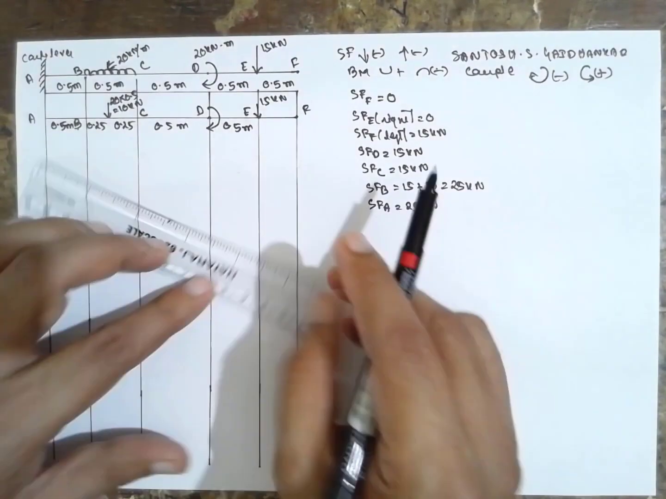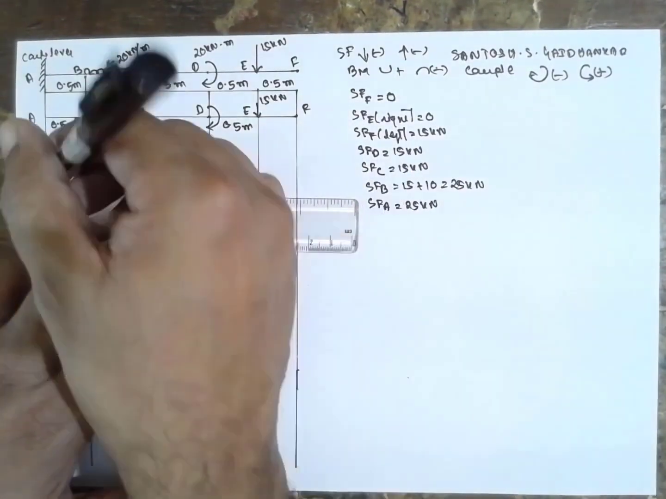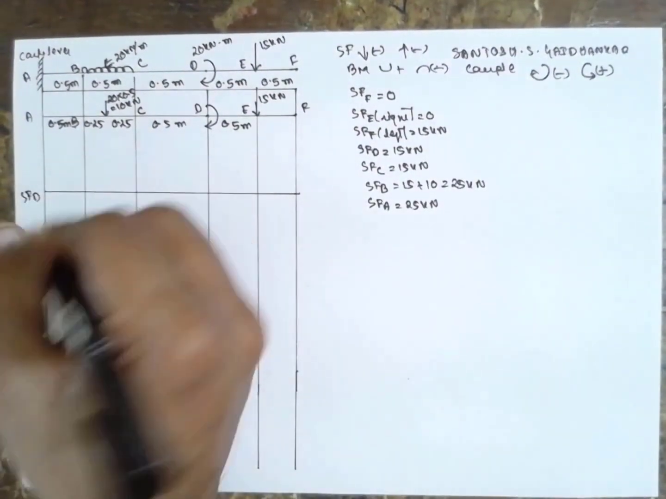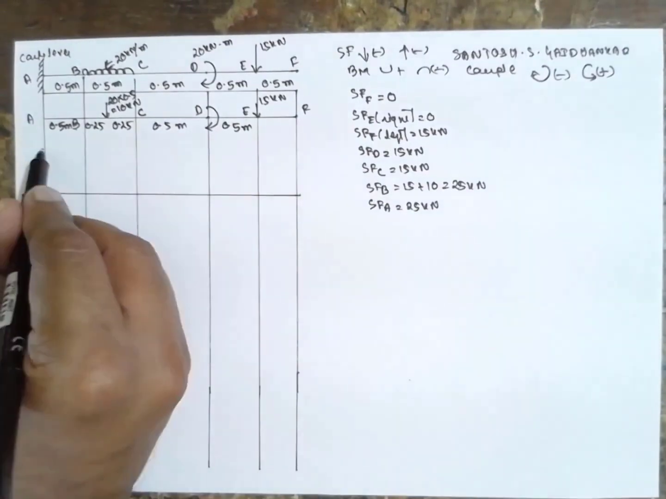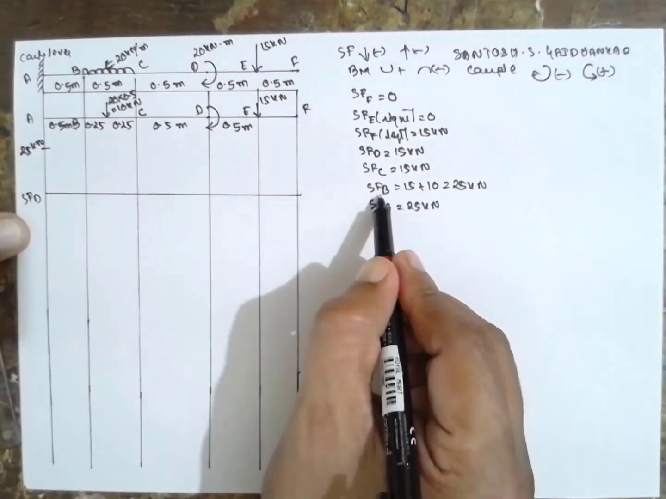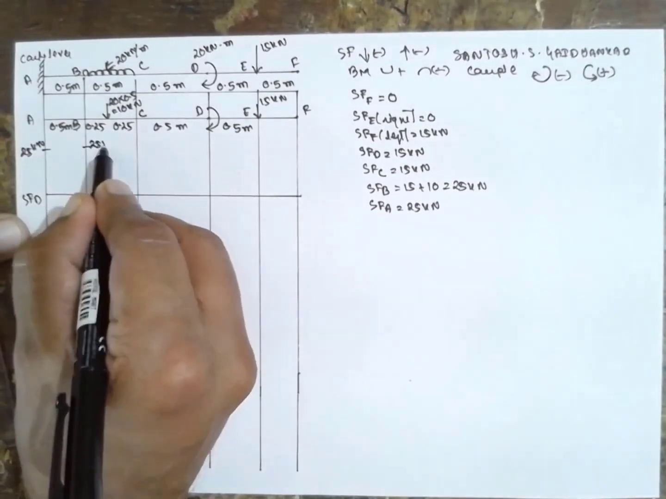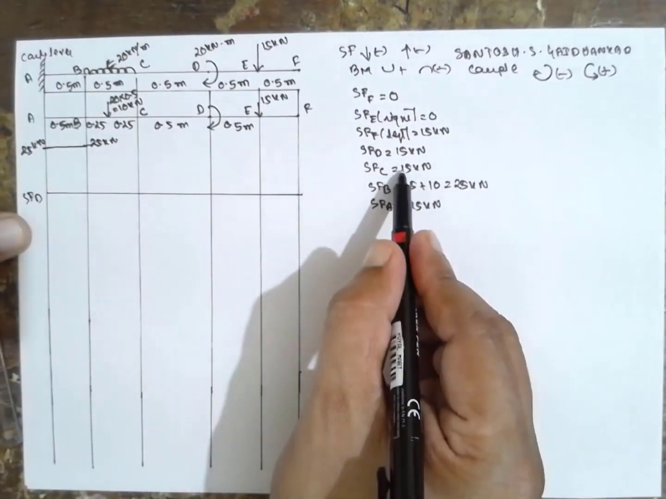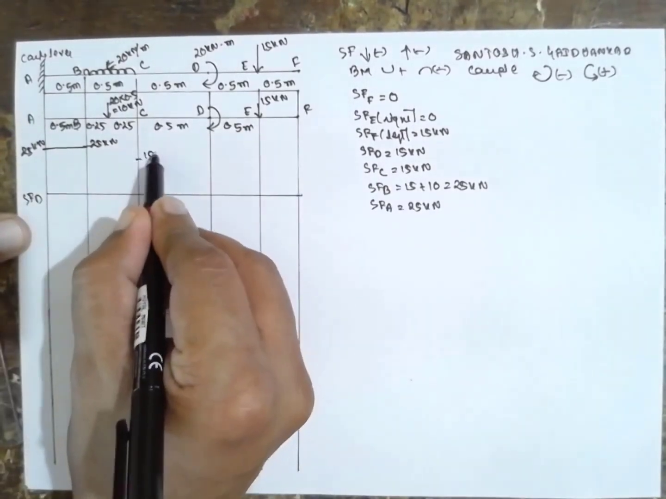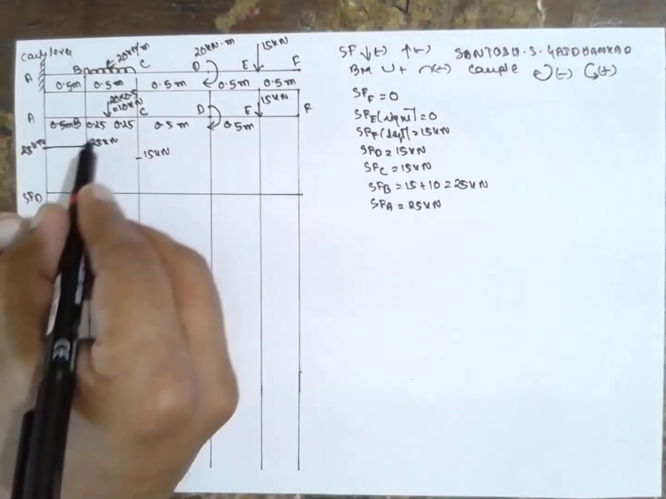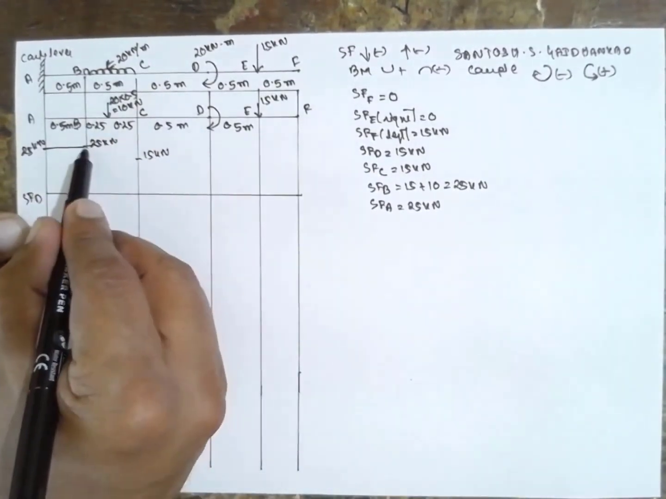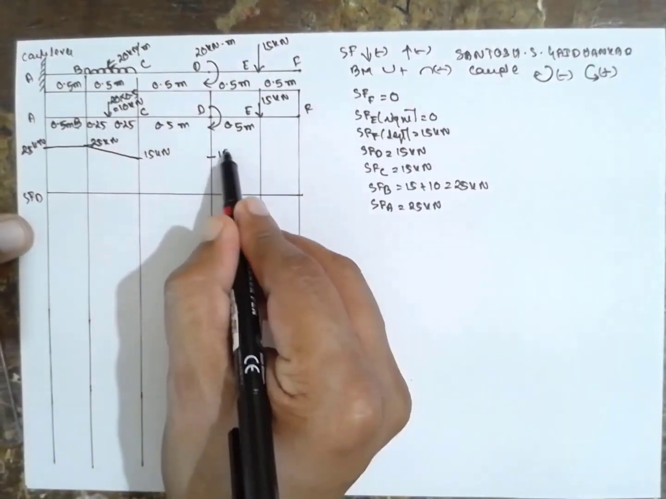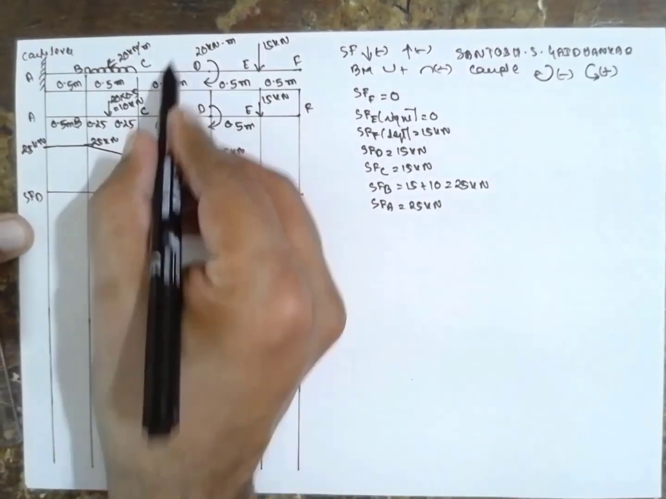Now I will draw the shear force diagram. SFD diagram, the above is considered as positive, bottom is negative. First is 25 kilonewton. At B again 25 kilonewton. There is a straight line because there is no UDL here. Next at C, 15 kilonewton. There is a UDL, therefore inclined line. Next at D, it is 15 kilonewton. Straight line because there is no UDL.